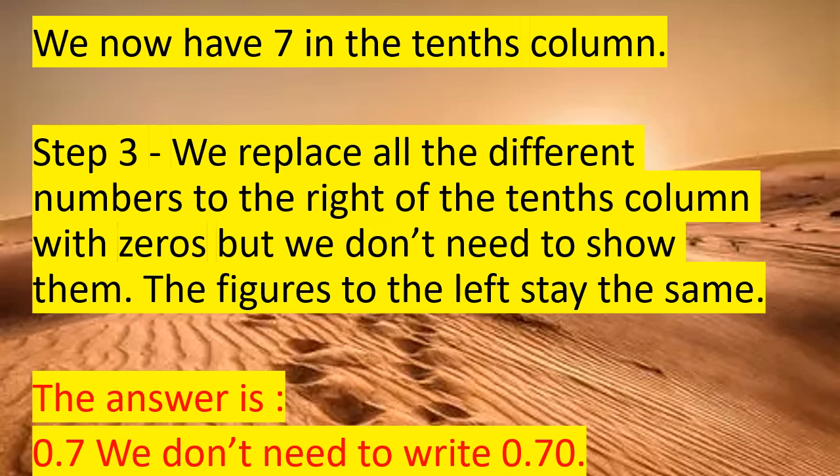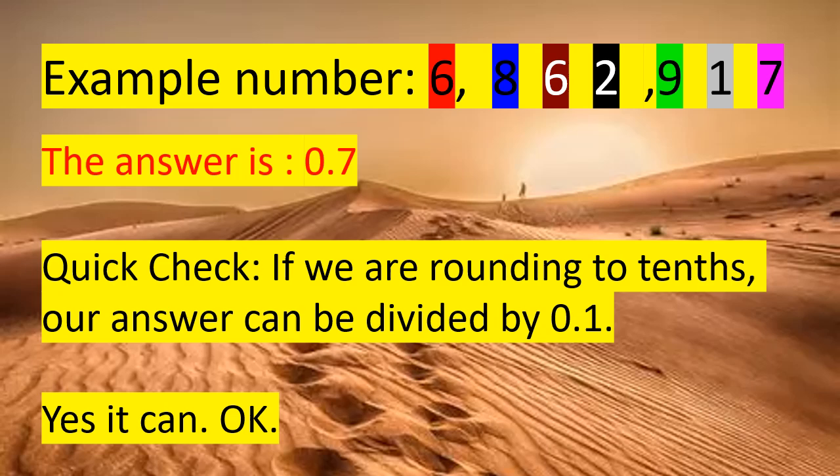Step 3, we replace all the different numbers to the right of the 10th column with zeros, but we don't need to show them. So the figures to the left stay the same. So the answer is written as 0.7. We don't need to write 0.70. So the answer is 0.7. Quick check. If we are rounding to 10th, our answer can be divided by 0.1. And yes, it can. So we're okay.